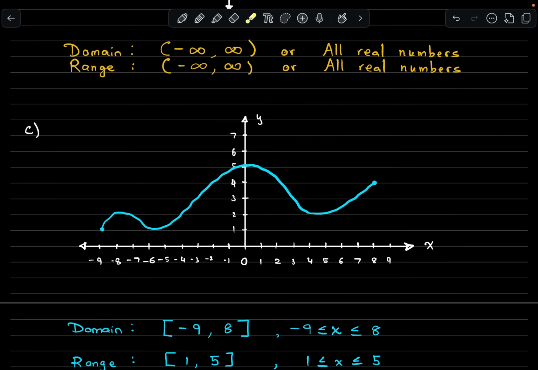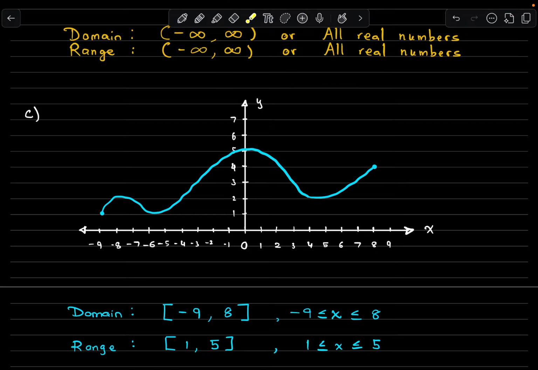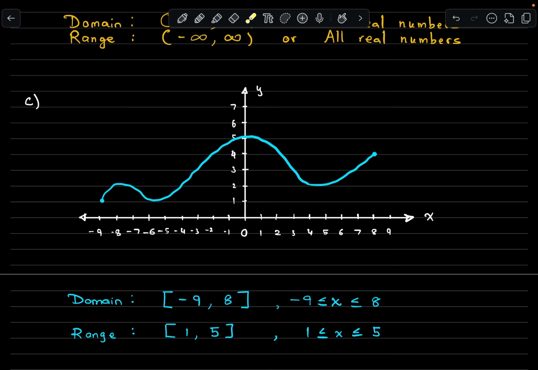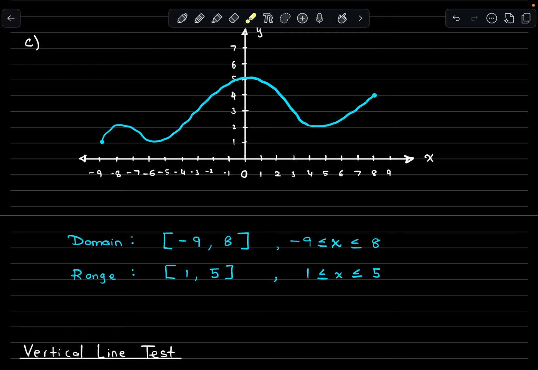The same thing is true for the range. We're starting here with the y value of 1, and the highest this is going to go up to is 5. Kind of drew a little bit above 5, but that's supposed to be 5 up there. Okay, so the same thing from 1 to 5 with brackets because we are including those values. All right, so we can also see domain and range from a graph.